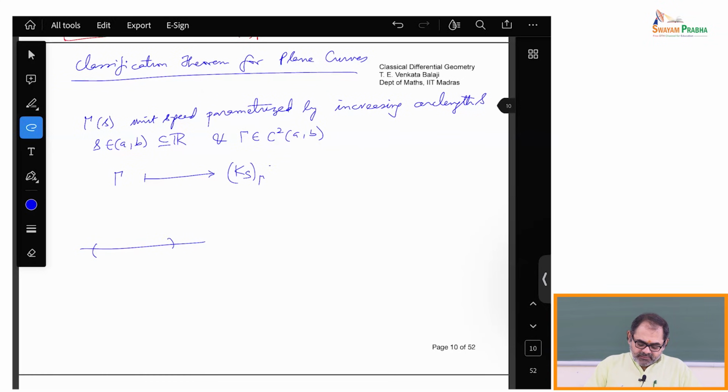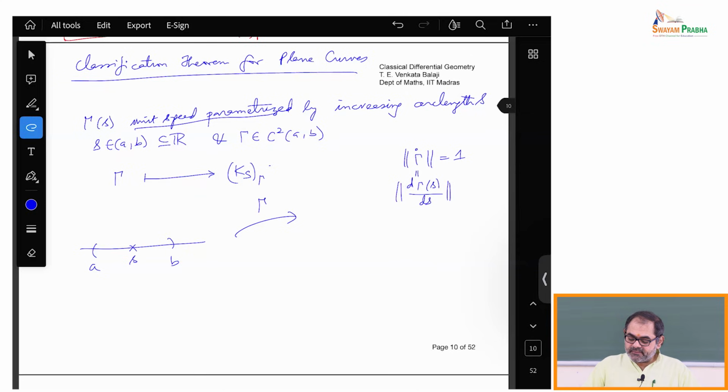If you recall, the situation is like this. You have the real line, you have this interval (a, b), and this is my s, and then I have this map gamma. By the way, remember that gamma is unit speed parameterized. What it means is that the norm of gamma dot is 1, which is of course d gamma(s)/ds. The norm of that is 1, so it's unit speed parameterized.